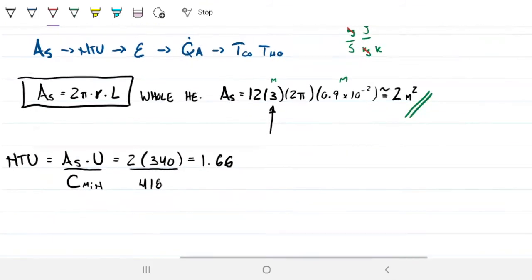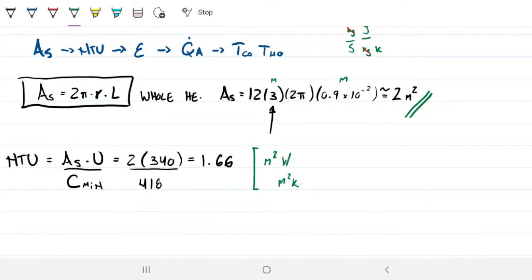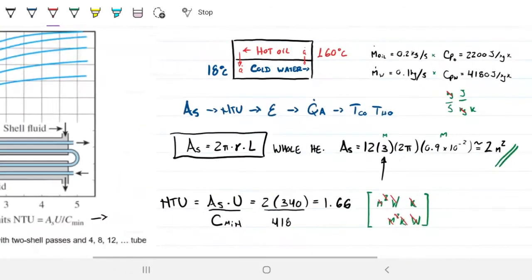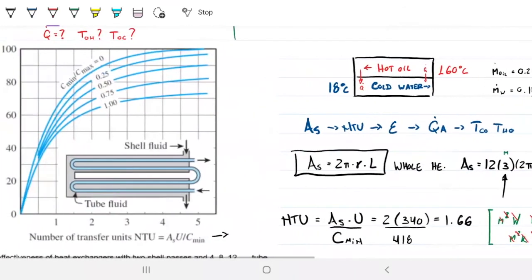Unit-wise, we have meters squared on the area, watts per meter squared per unit of difference in temperature on the overall heat transfer coefficient. And here on the C min, we have watts per difference in temperature. Okay, so watts and watts, meters squared, difference in temperature. So there's no units for the number of transfer units, right? So literally, it's the number of transfer units. It's not a physical quantity. Beautiful. So now we have that.